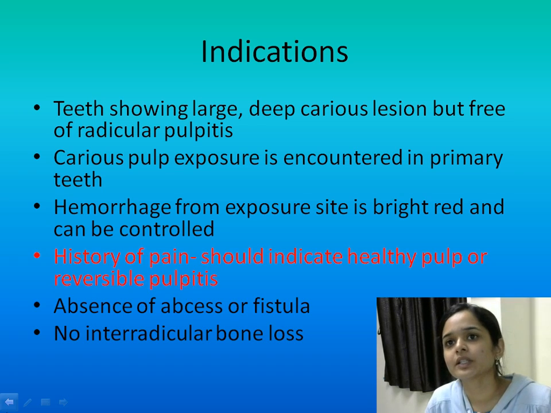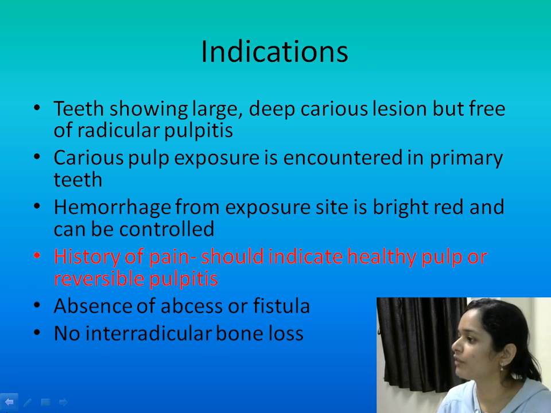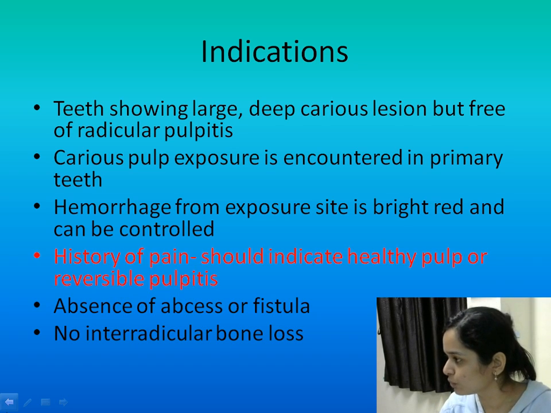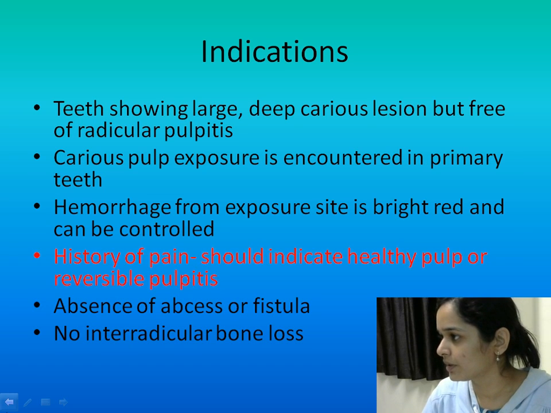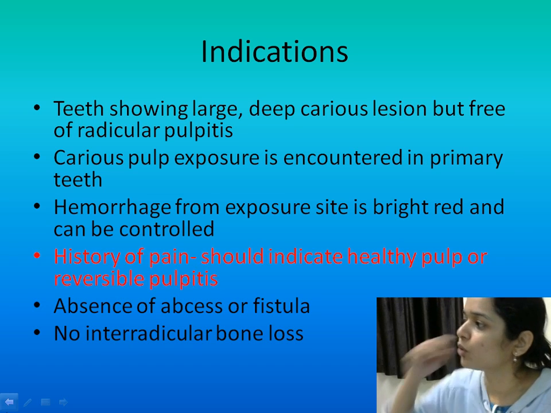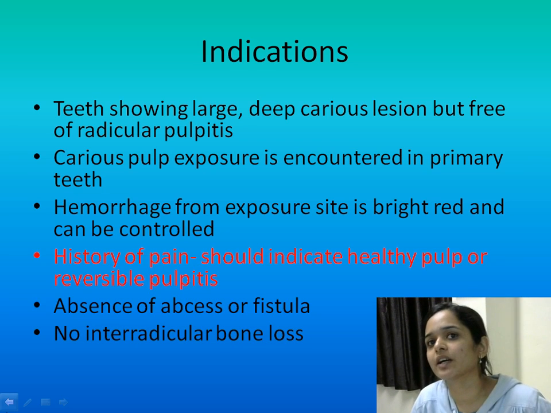The bleeding should stop. If it does not stop even after applying cotton for 5 minutes, and there is still oozing, that means the radicular pulp is also inflamed. Right? And then you go ahead with the more invasive pulpectomy procedure. History of pain should indicate healthy pulp.